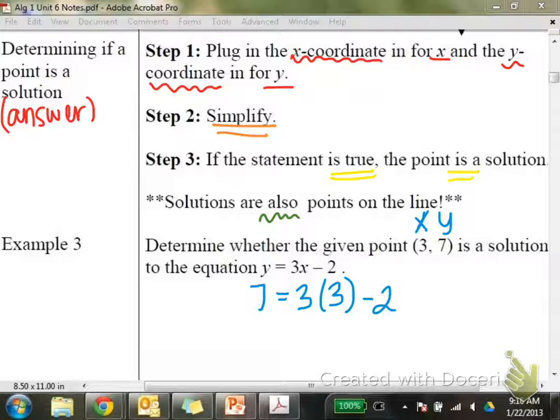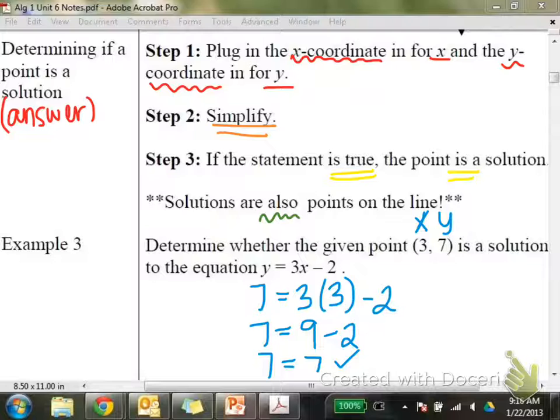Okay, now it's just order of operations. So we have 7 equals, what's 3 times 3? 9 minus 2. And what's 9 minus 2? 7. So I get 7 equals 7. Is that a true statement? Yes. So that's what a true statement looks like. Okay? So you have to get the same number on each side.